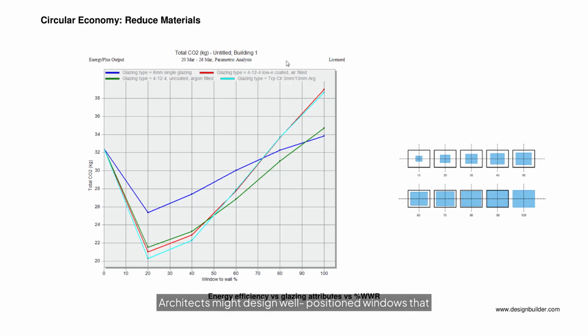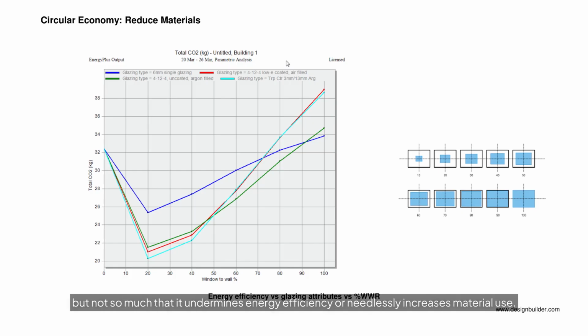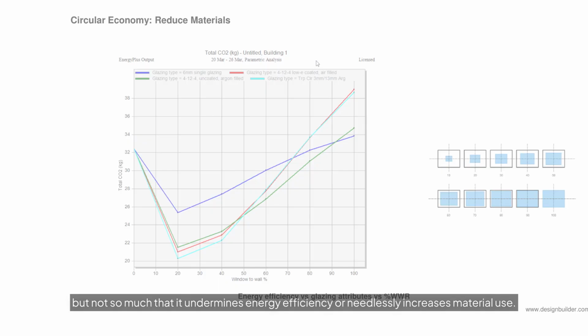Architects might design well-positioned windows that provide daylight and view where needed instead of entire glass curtain walls. By doing so, it's a win-win as we preserve comfort and functionality with fewer resources, with less glass and metal used, and energy savings. In summary, controlling the WWR is a critical strategy. We design facades to have sufficient glazing for light and aesthetics, but not so much that it undermines energy efficiency or needlessly increases material use.